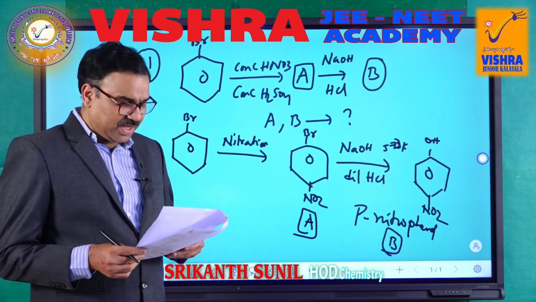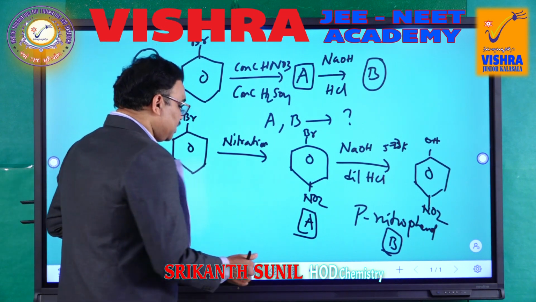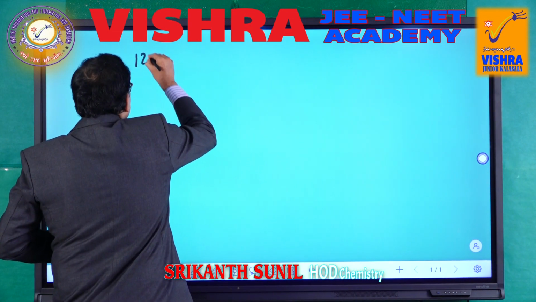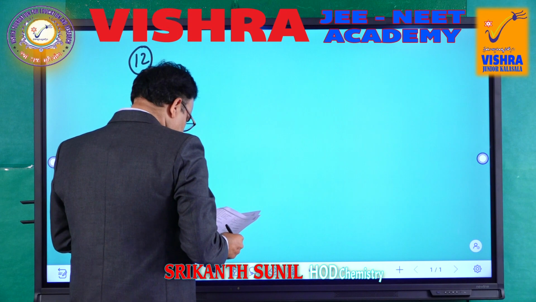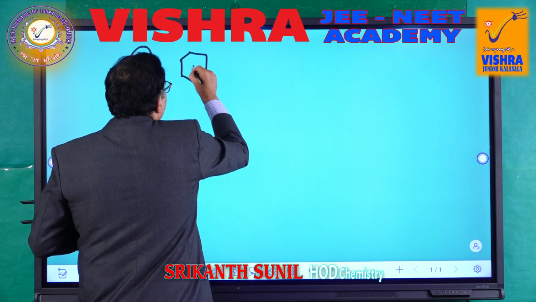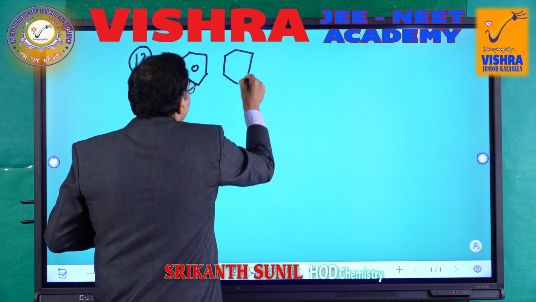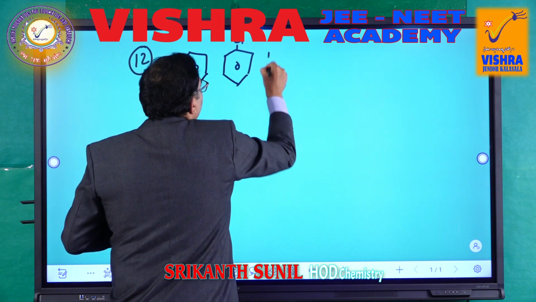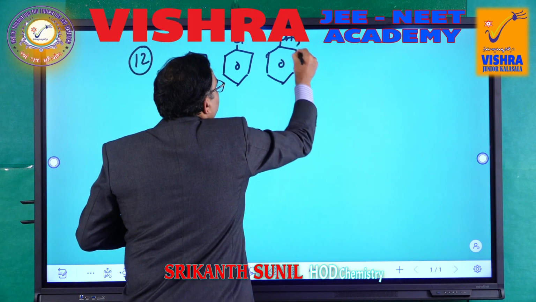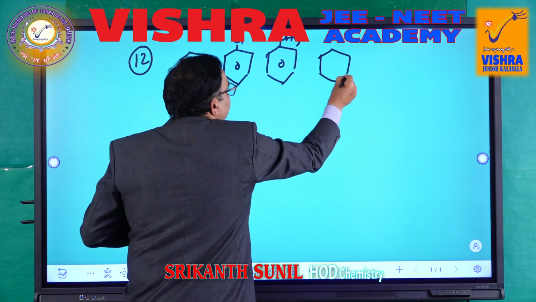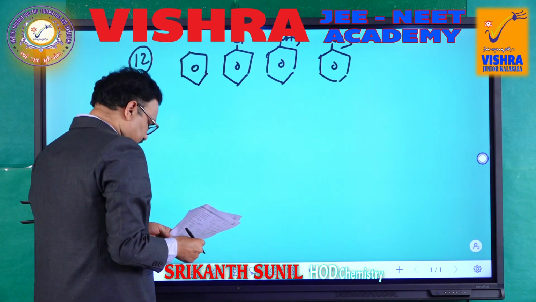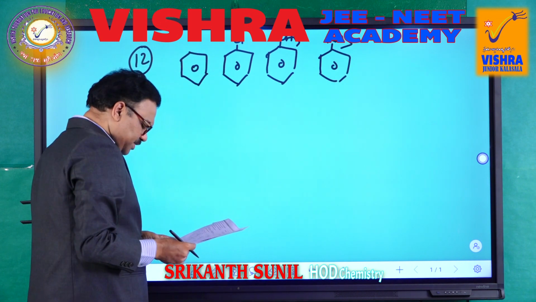Let us go to the 12th one also. The 12th question we are explaining now. All of you see here, question number 12. In this 12th question, there are 4 compounds given: benzene, chlorobenzene, toluene, nitrobenzene. Benzene, chlorobenzene, nitrobenzene and toluene.